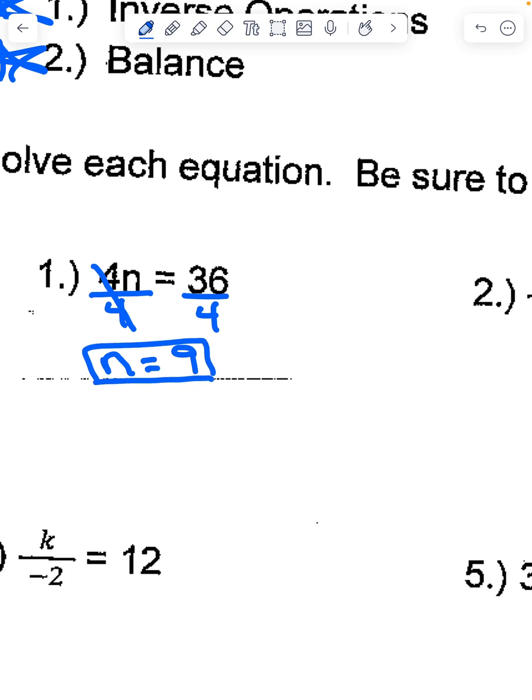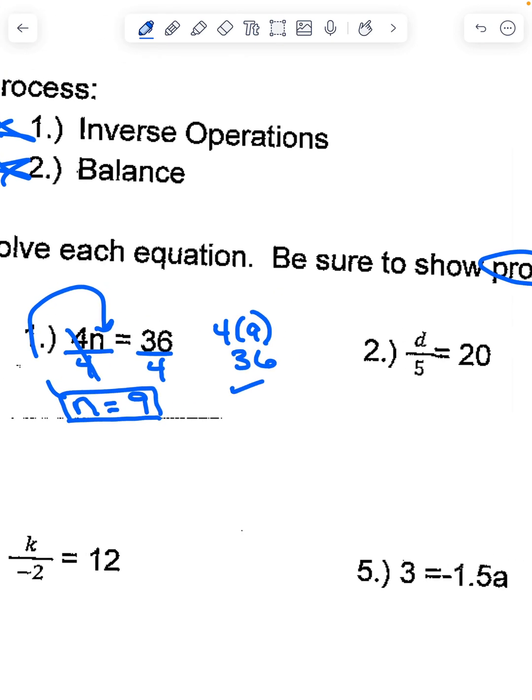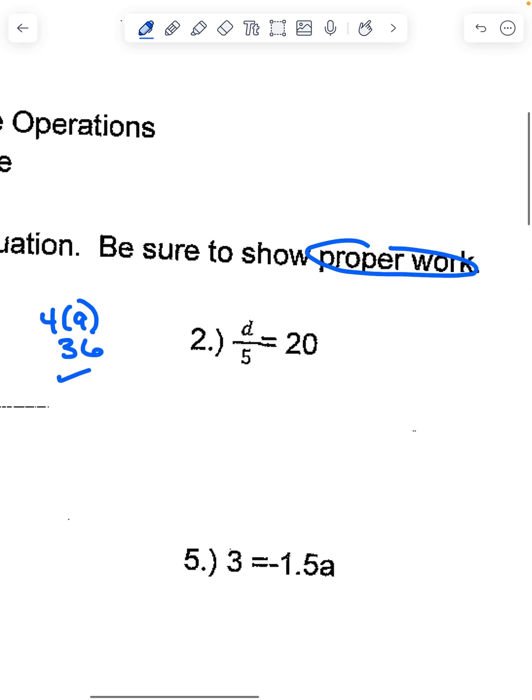Box your answer. We are then plugging our answer back in for n and showing me that 4 times 9 is 36. It checks out. I need to see that on every single one of your problems.